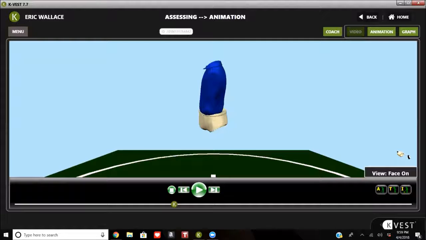This is one way that we use KVest to help people figure out how to hit the ball farther and not have pain while they do it. This can be used for a lot of different reasons, a lot of different performance issues, a lot of different pain issues, and the animation is just one piece of the technology. So if you have any further questions about it or are interested in it, certainly let us know. But this is how I was able to ultimately evaluate my situation and improve my situation. Hope this helps.